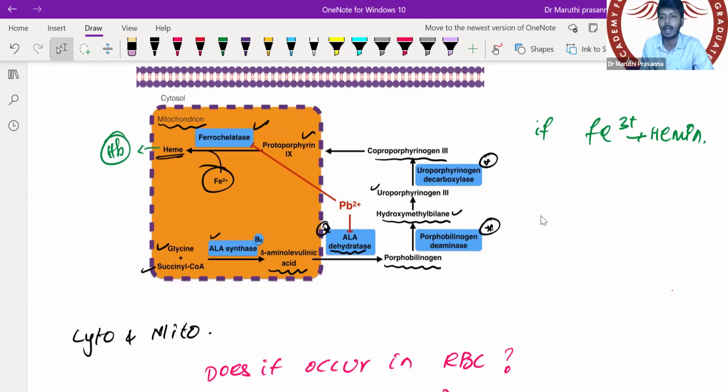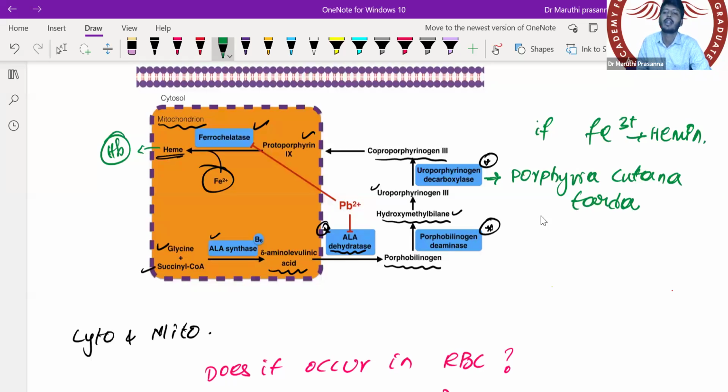All of us know that it will get incorporated into the RBC. So if there is a deficiency of this enzyme, uroporphyrinogen decarboxylase, it will create a disease called porphyria cutanea tarda. Porphyria cutanea tarda is caused by deficiency of uroporphyrinogen decarboxylase.